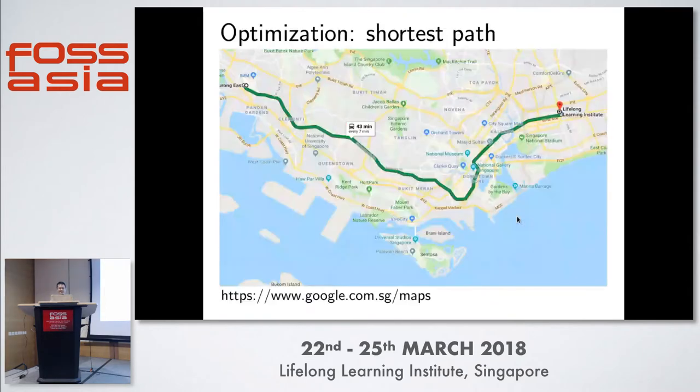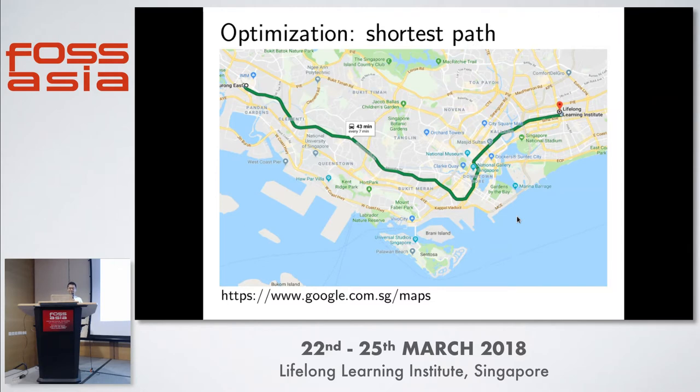So let's look at some optimization problems. It's actually quite common. If you've used Google Maps to find the path to get to the Lifelong Learning Institute, you probably used the fastest path, right? Take the shortest time it would take to travel from where you are to this place. This is a kind of optimization problem, find the shortest or fastest path.